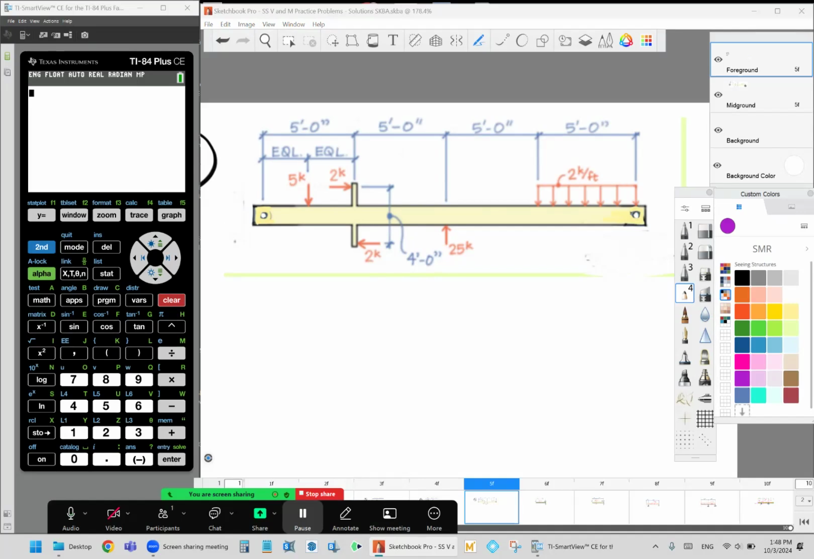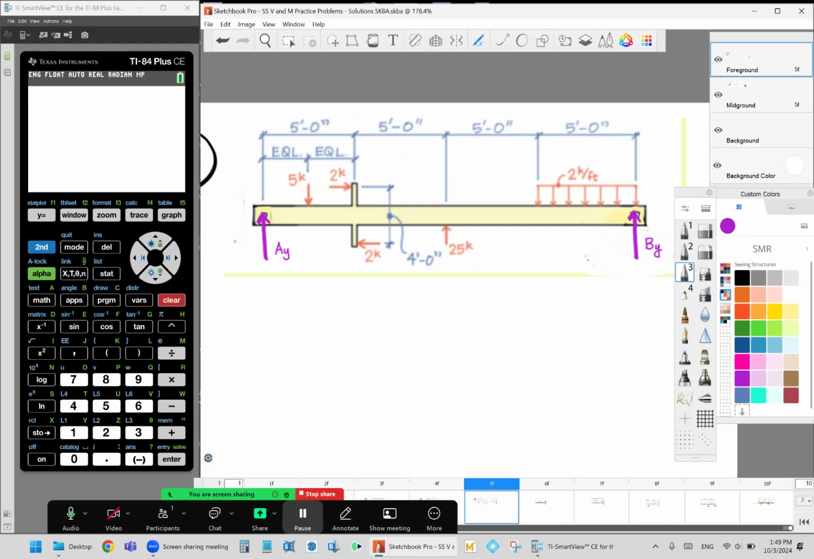Okay, so our roller, we can only do a vertical, and the pin, we could do a vertical and a horizontal, but there's no net horizontal force in the system. So I know that one's going to be 0. So I'm going to assume this one is upward. I'm going to assume this one is upward. I'm going to call these A sub y, B sub y, and let's go ahead and solve those very quickly.